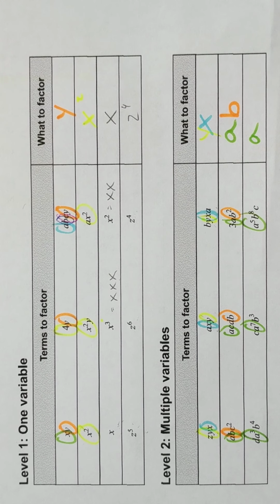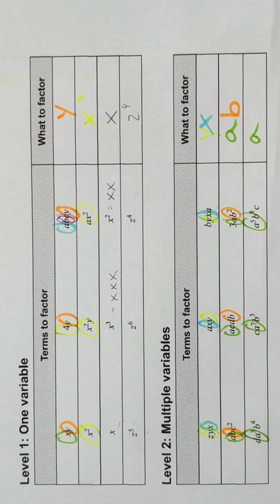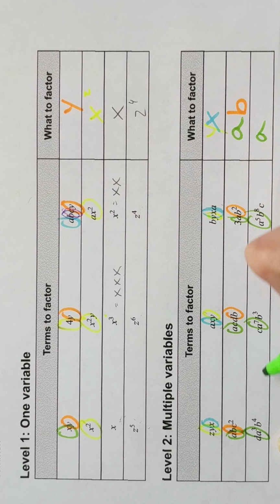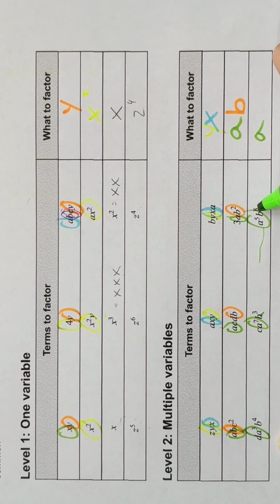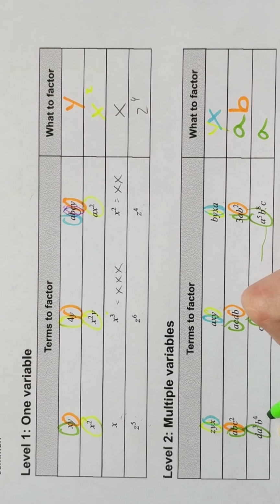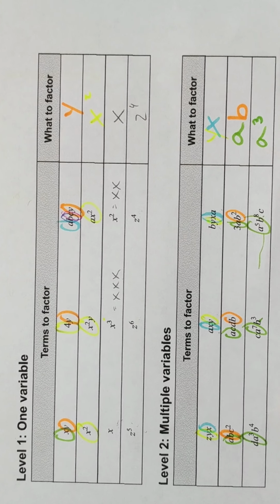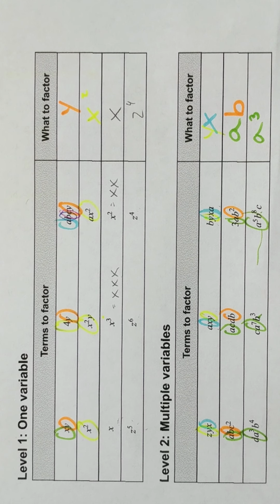And I'm looking for the smallest amount of A's, the fewest number of A's. I could have 3 A's, 7 A's, or 5 A's. The smallest number is 3 A's, so A to the power of 3, 3 A's, is the fewest number of A's that I can factor out.